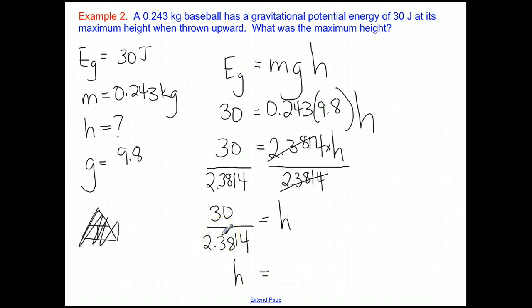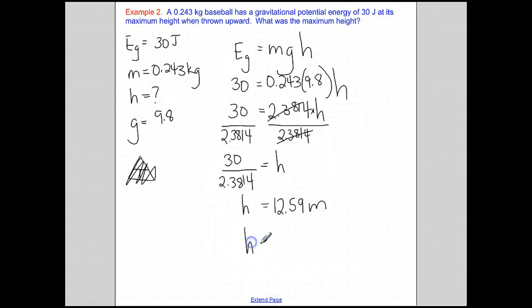And 30 divided by 2.3814, we end up with 12.59 meters, and we could round that. h is equal to, let's say, 13 meters. The maximum height of this baseball was 13 meters.